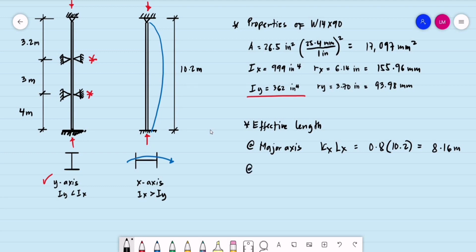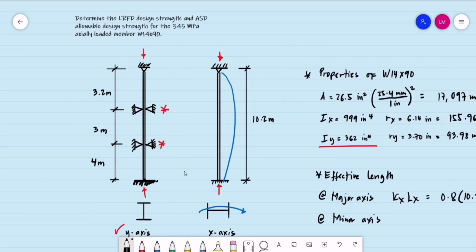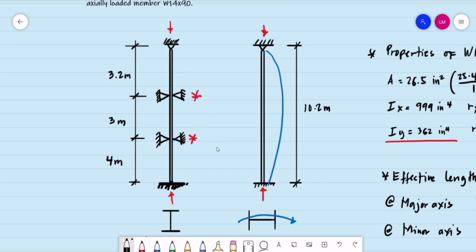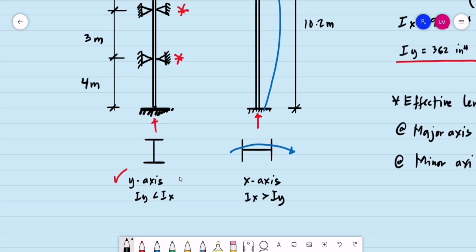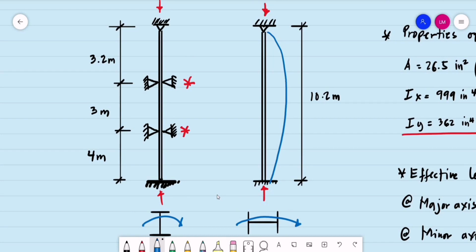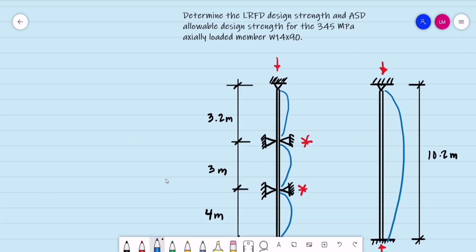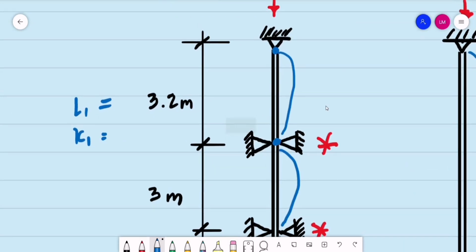Then if you are now to consider the minor axis, again, we place lateral supports just to minimize the unsupported length since it is our weaker axis. Our orientation will be in this direction, and it is assumed that the direction of buckling will be in this manner, per unsupported length. So what will be our effective length for this section? Let's say our L1 is equal to 3.2. What will be the value of its K, let's say K sub 1? If you observe, this is a pin or hinge support and another hinge support. So both ends are hinge or pinned supports.